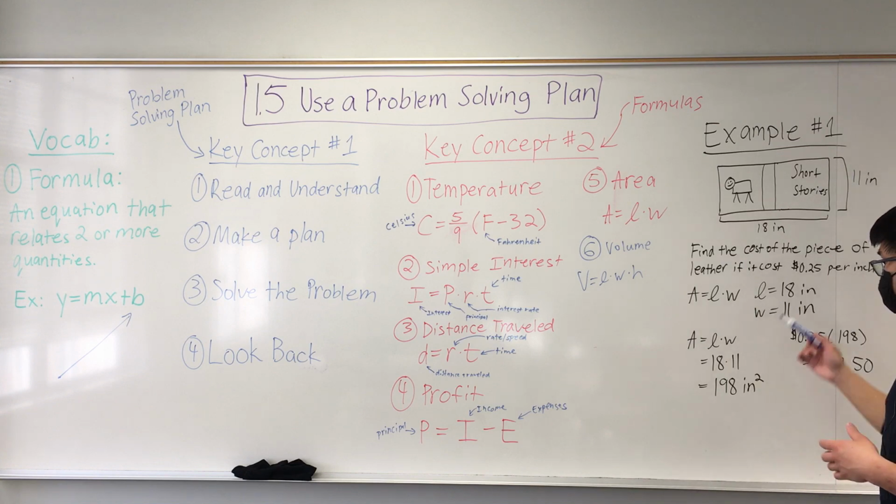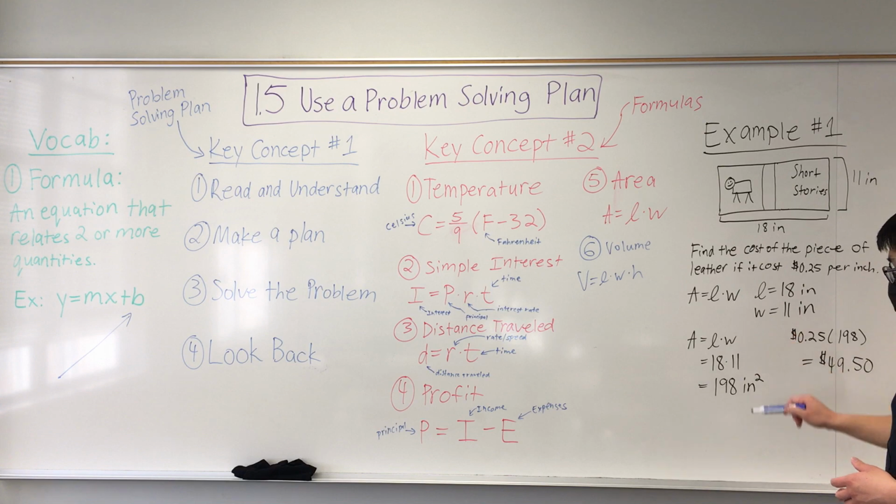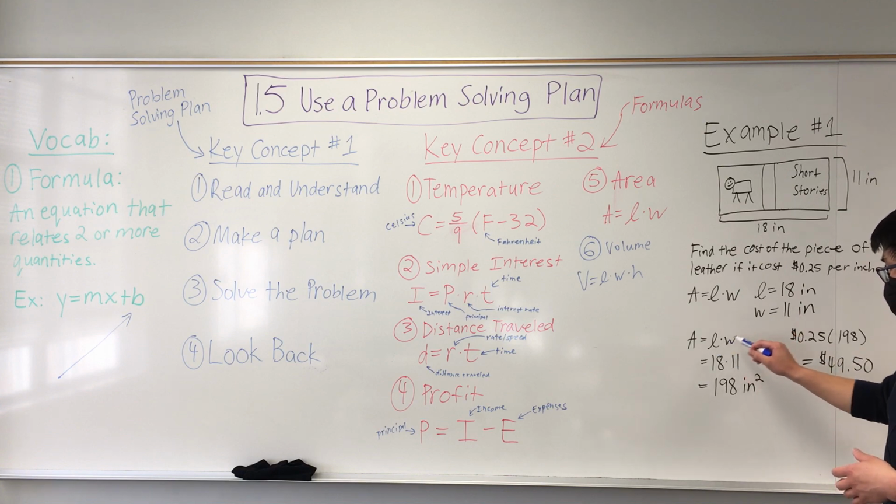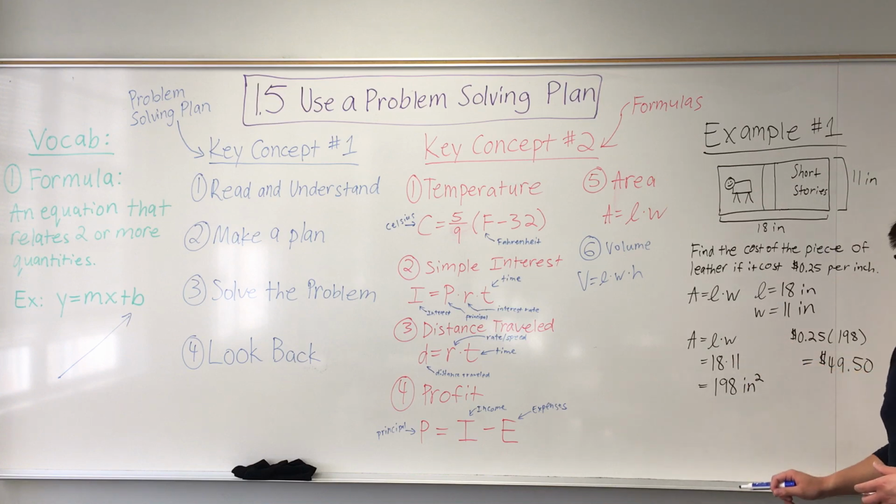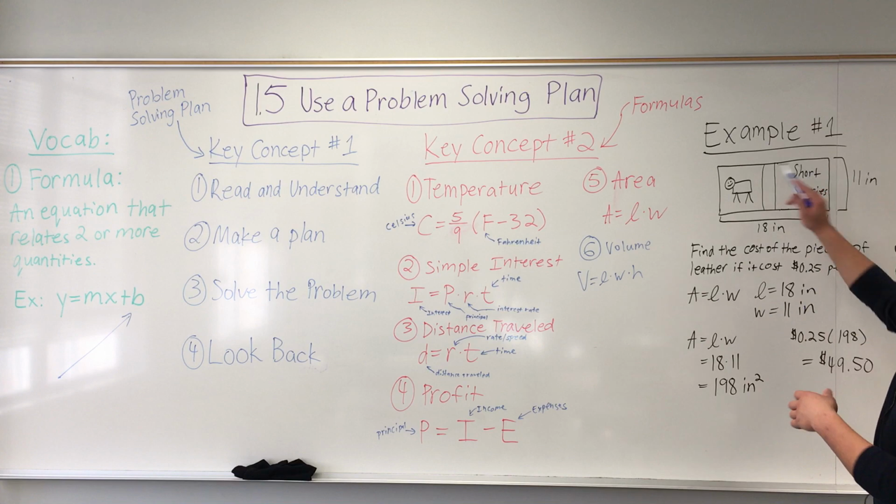So what do we do next? We just substitute in and plug the numbers in for the variables here. So we have area is equal to length times width, and then we have 18 as the length, width is 11. And when we multiply that together, we get 198 inches squared. So that's the total of the area.